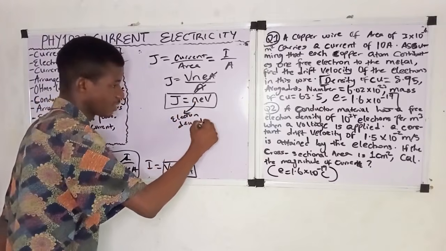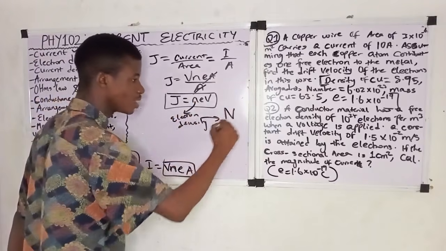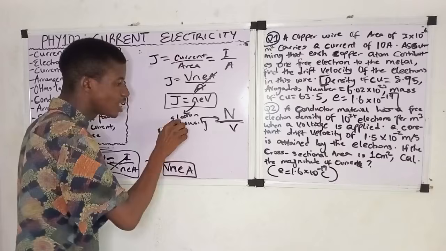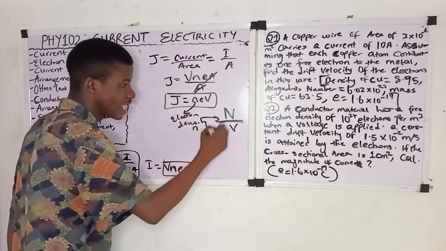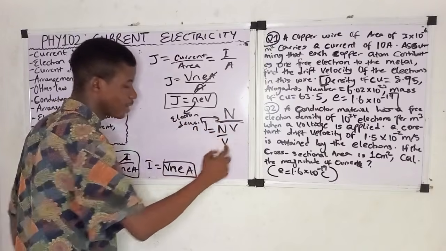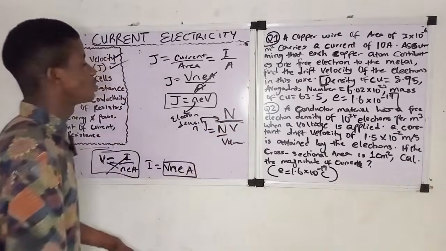And what is electron density? I've told you guys, it is your number of electrons divided by what? Volume, right? Electron density is small letter n. This one is number of electrons divided by volume, right? So that is it.